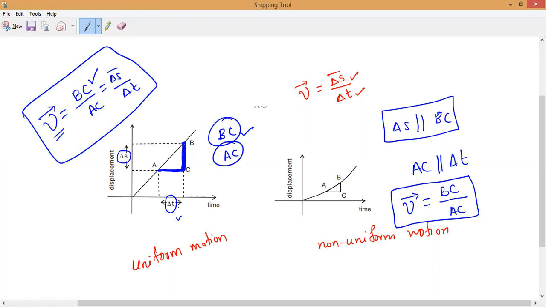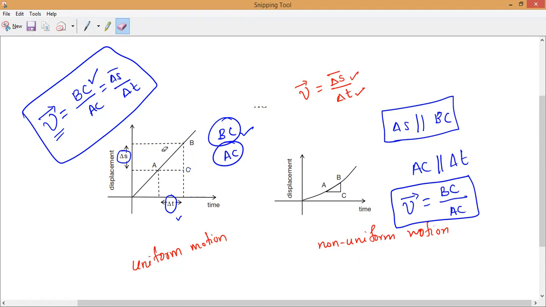So at a given small period of time, what is the velocity change here? What is the time period here? At a given time period AC, the velocity changes from where to where? It changes from B to C. Is it yes or no? So that is what we used to call instantaneous velocity.